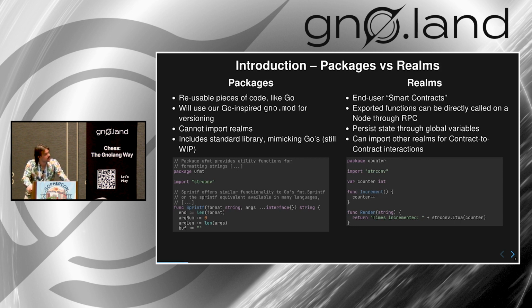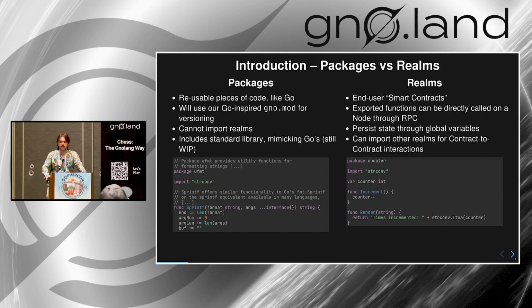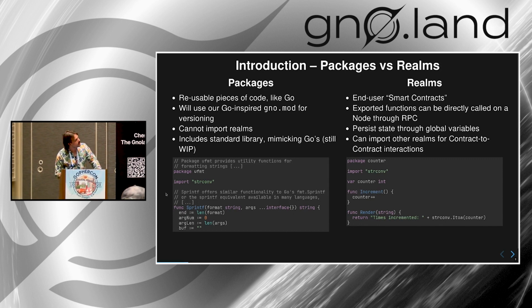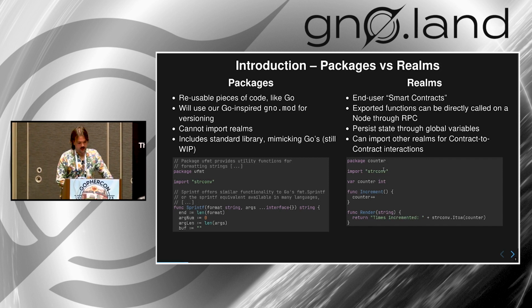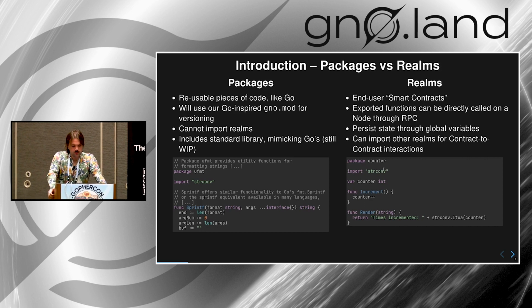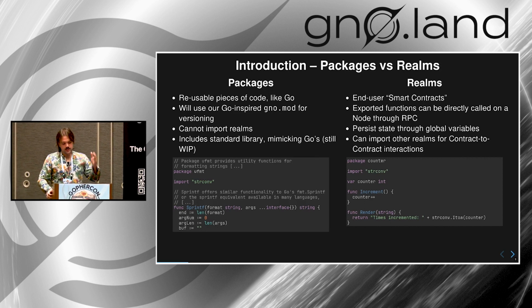The key difference is that packages are meant to be reusable pieces of code, which you use to build your applications on top of, while realms are your end-user application. For that reason, they support something which is not standard in Go, and that is storing and recovering global variables. You can see here we have a sample counter program. On the gno.land chain, this single file already creates what's called a smart contract.